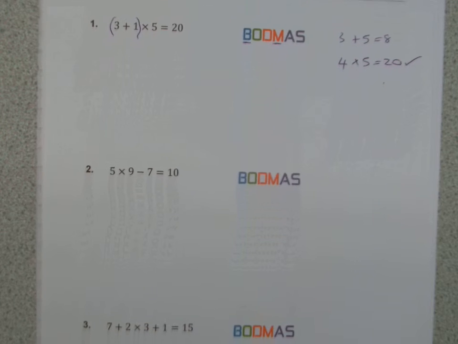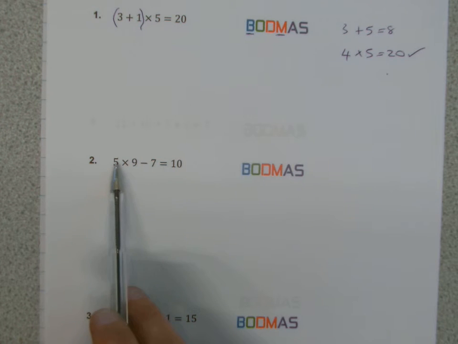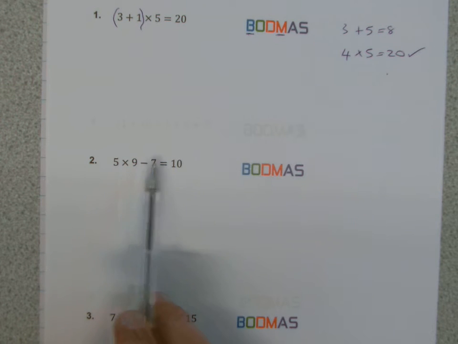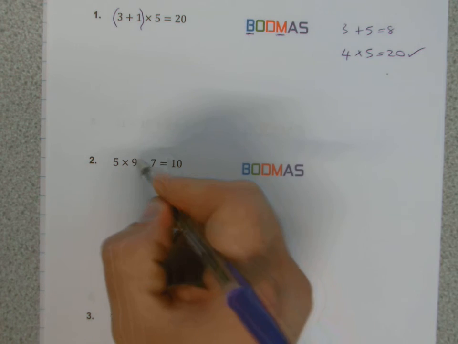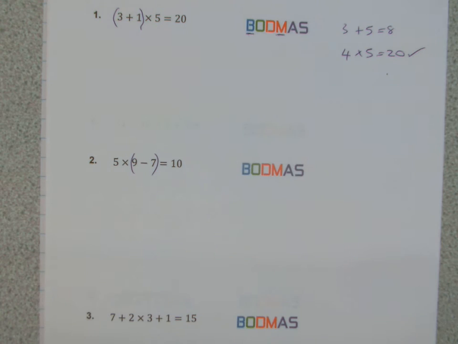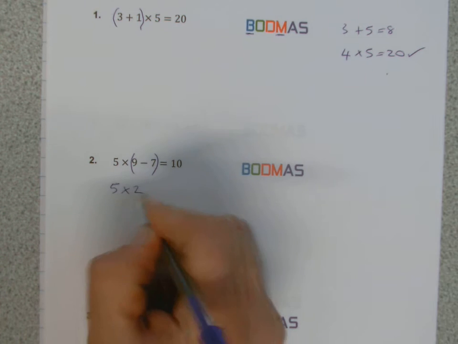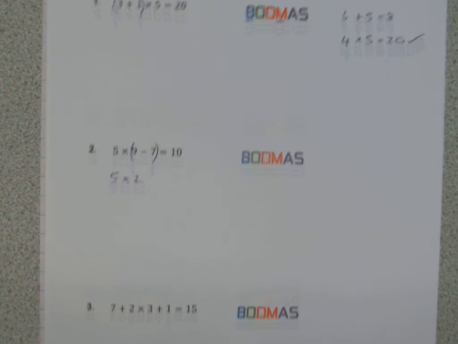Similar down here, okay, multiplying has priority, so really here this would be 5 times 9, which is 45, take away 7, which is 38, and it's not 38. But if I place a bracket around here, then I work out the bracket first, so it would become 5 times 2, and of course it gives me 10, okay?